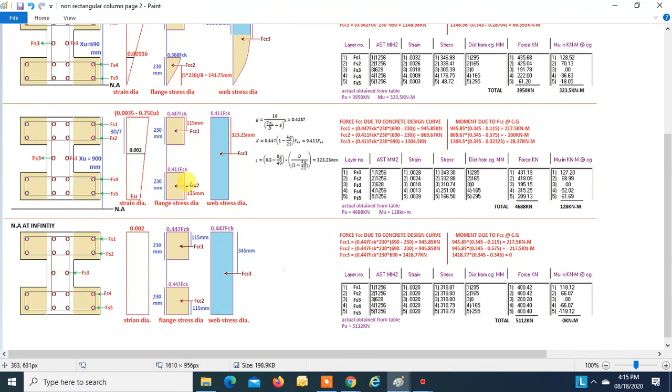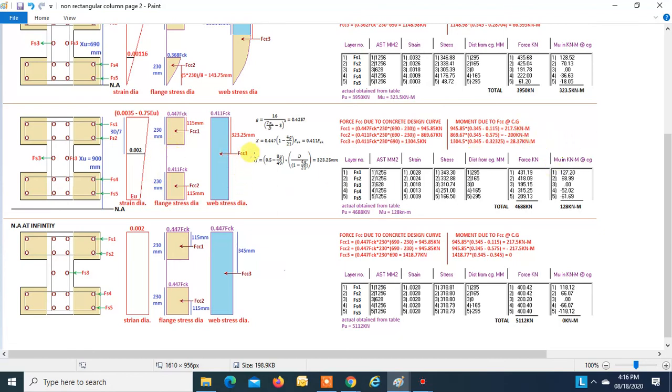Now FCC2, right? So it is 0.411 FCK into 230 into the length, this plus this, 690 minus the length, right? So you get FCC2 is equal to 869.67, and this will give a clockwise moment, so the moment is negative.